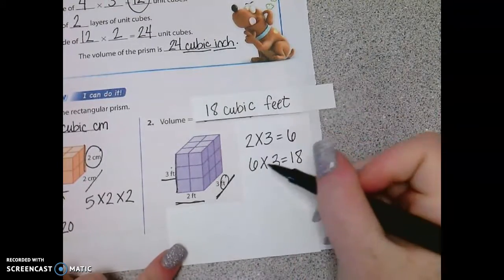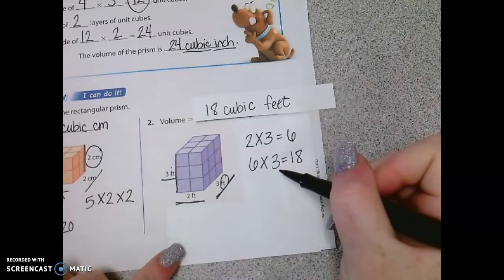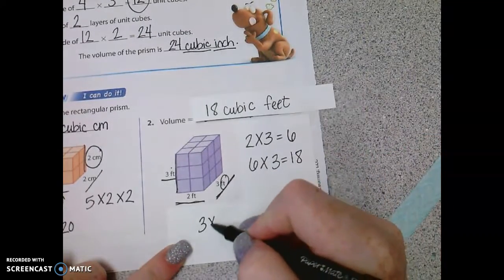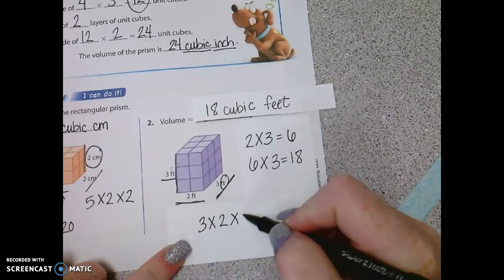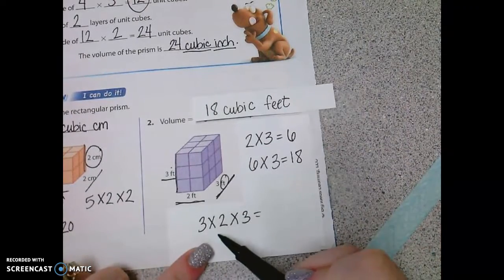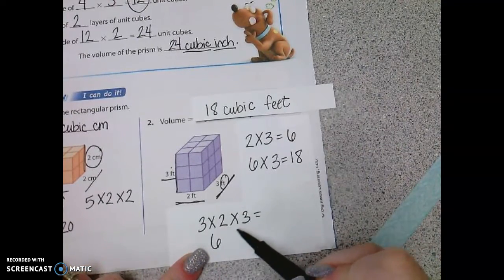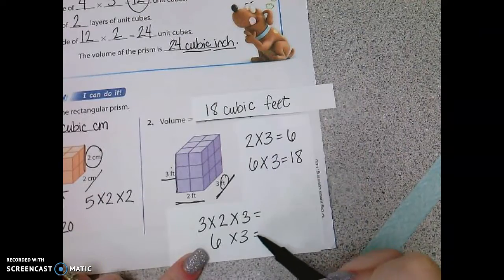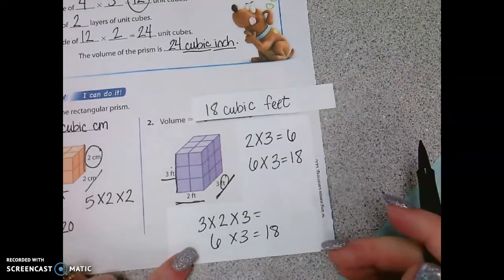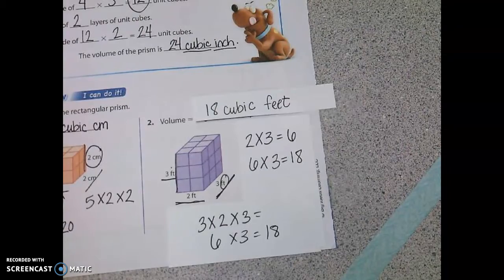And we use feet because that's what they measure in down here. So you can either break it down and do it like this, which seems to be a little easier, or you can just multiply all your numbers together, 3 times 2 times 3. If we did 3 times 2, we'd get 6, and then 6 times 3, we'd get 18. So either way, you'll get the same answer. If you have any questions, let me know. Good luck!